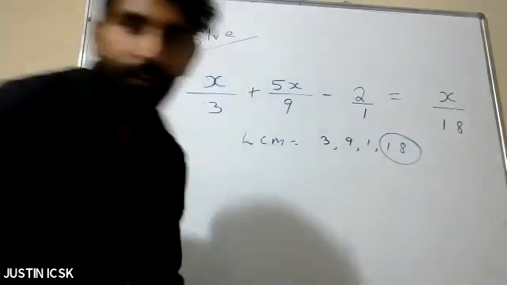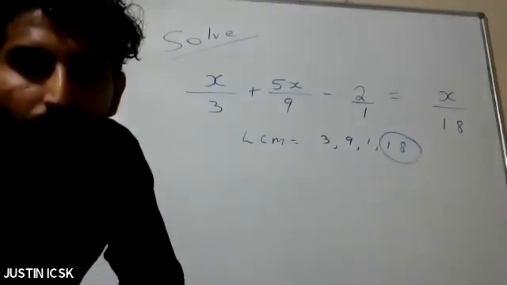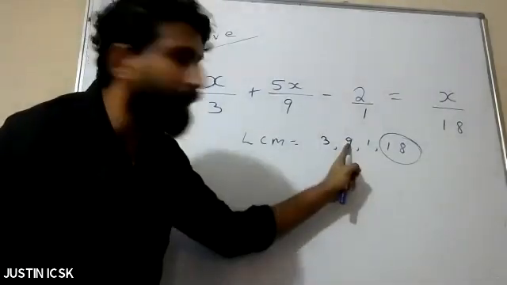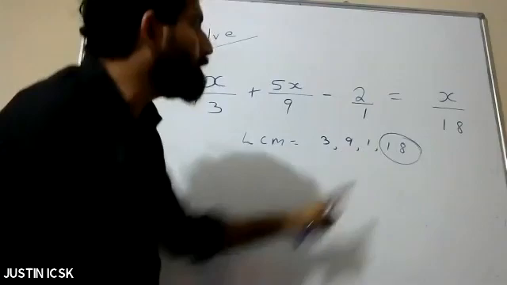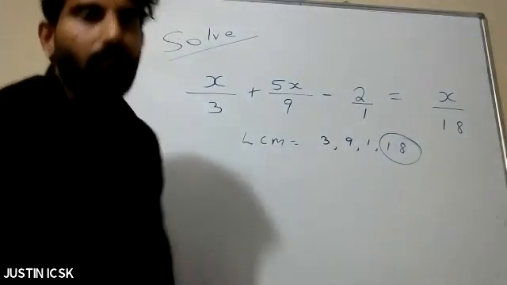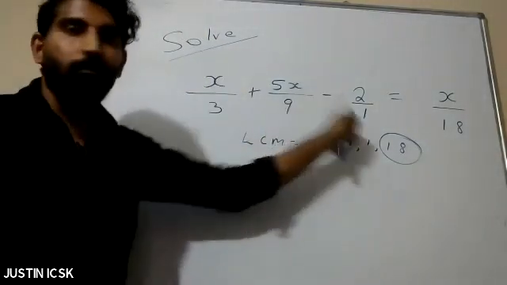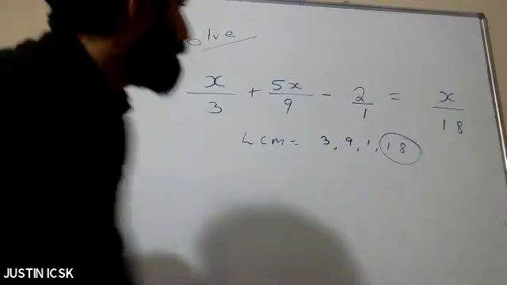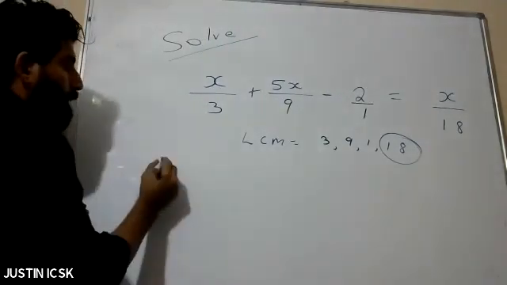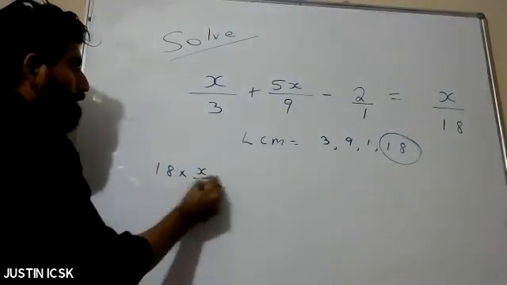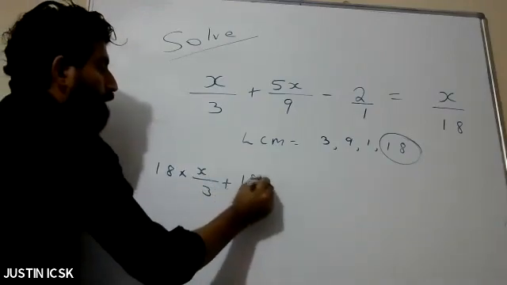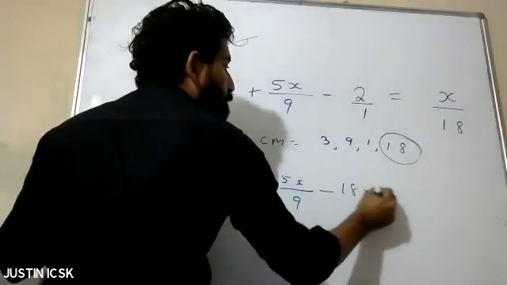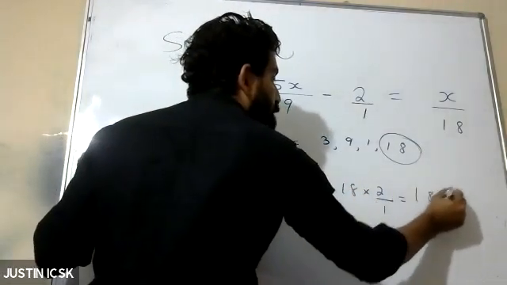See, 18. You can see 18. 18 by 3. 18 by 9. 18 by 1. So our LCM is 18, right? Now what we'll do is each term I will multiply by 18. You see, here I am multiplying by 18. 18 into x by 3. 18 into 5x by 9. 18 into 2 by 1. 18 into x by 18.